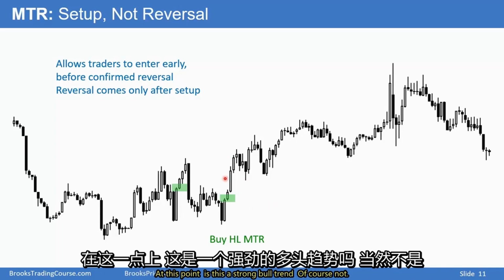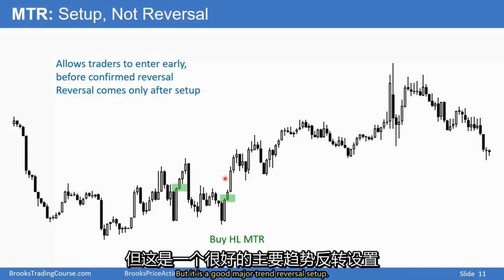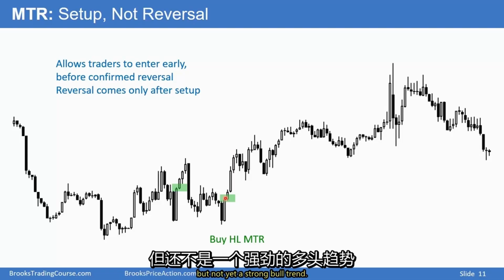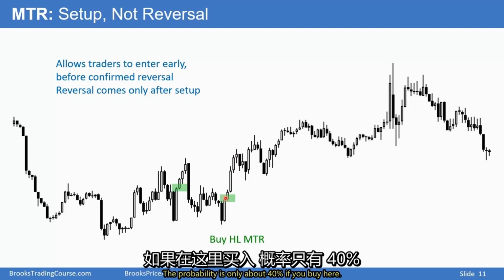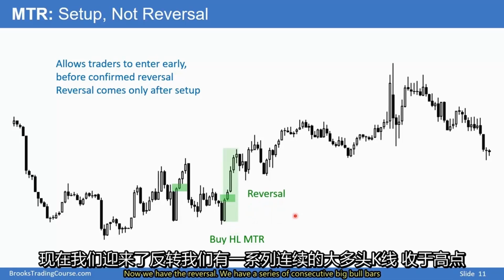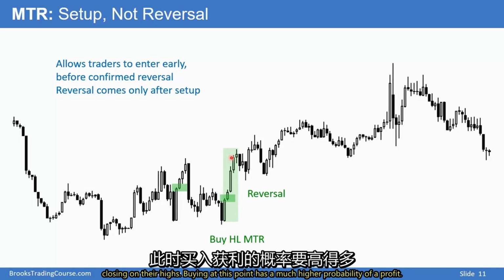At this point, is this a strong bull trend? Of course not, but it is a good major trend reversal setup. At this point, it's probably a bull trend somewhere up in here. But at this point, it's a reversal, but not yet a strong bull trend. The probability is only about 40% if you buy here. Now we have the reversal. We have a series of consecutive big bull bars closing on their highs. Buying at this point has a much higher probability of a profit.